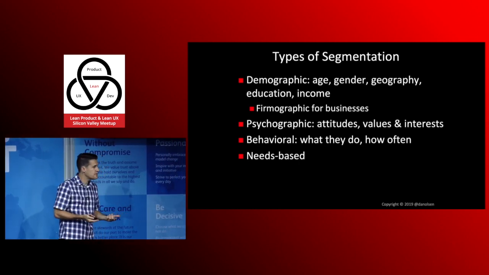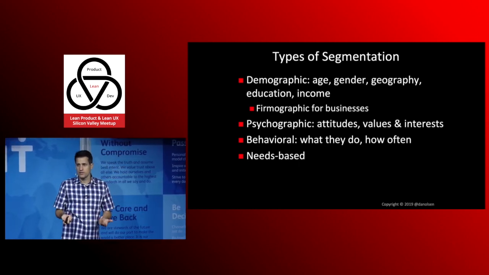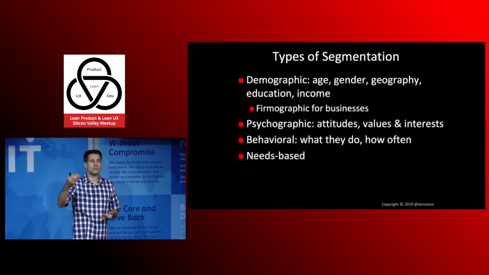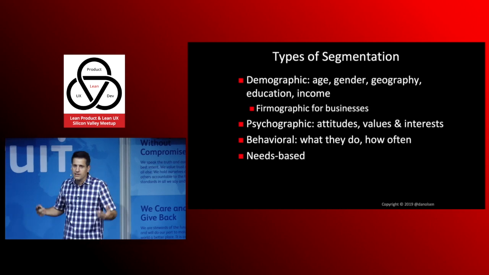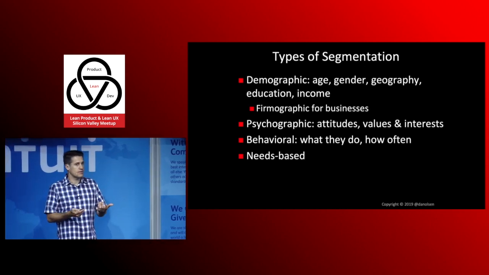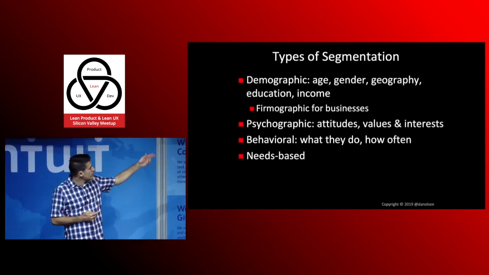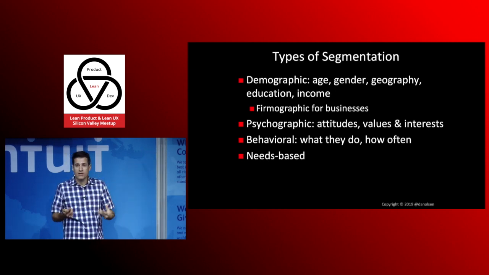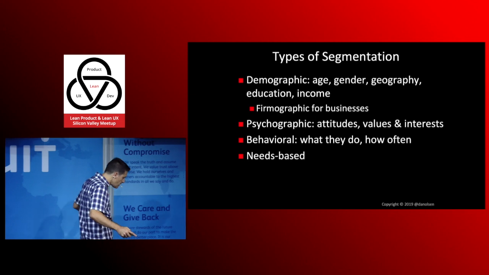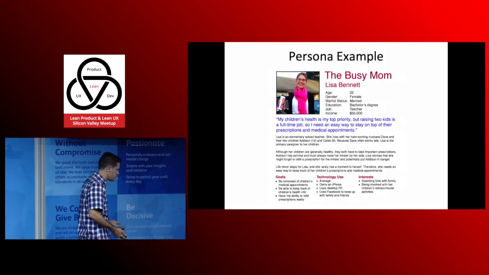The artifact that we use to capture these assumptions is a persona. Personas are typically used later in the process in UX design, but I think they can be used early on right now. It can be a lightweight persona called a proto persona. It could just be a list of bullet points of what you think those key demographic, psychographic, behavioral, and needs-based attributes are. And then we'll iterate from there. This is a robust persona. This is from the book.